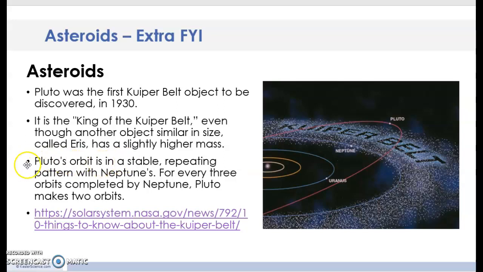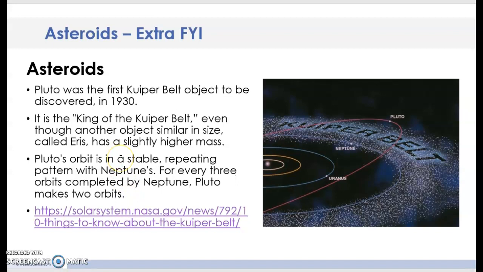So if you'll read right here, it says Pluto's orbit is a stable repeating pattern with Neptune's. For every 3 orbits completed by Neptune, Pluto makes 2 orbits. So you can see that Neptune, of course, makes it faster. It's actually closer than Pluto is, and that's part of the issue there.